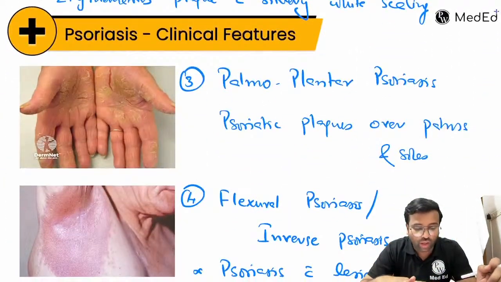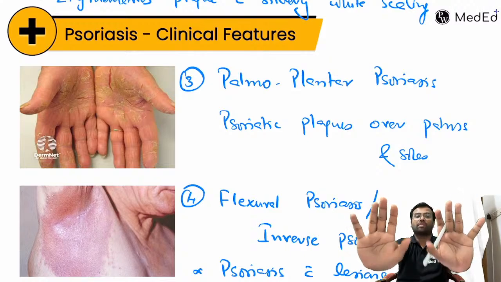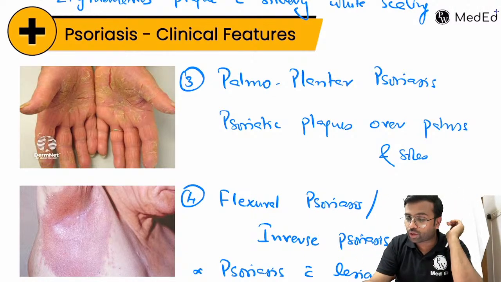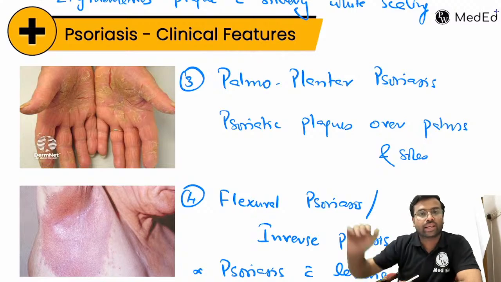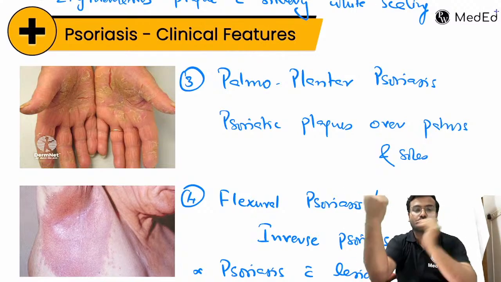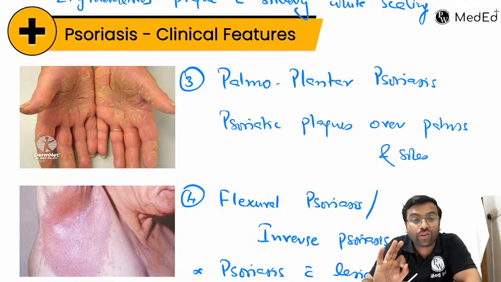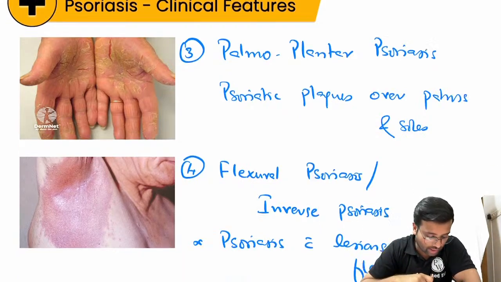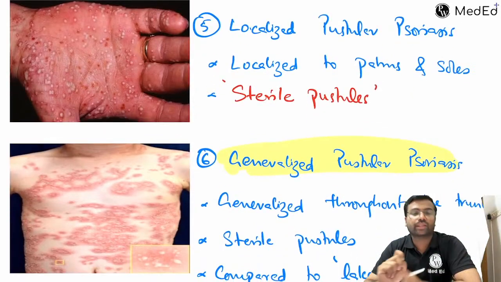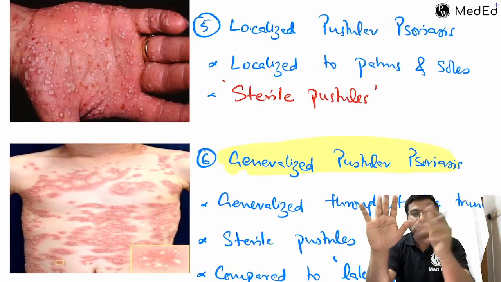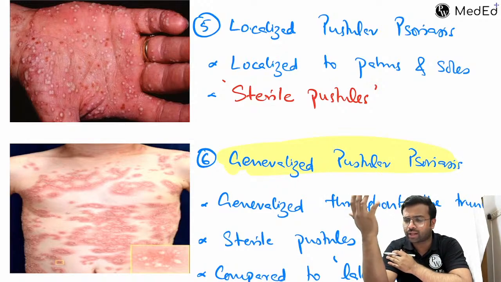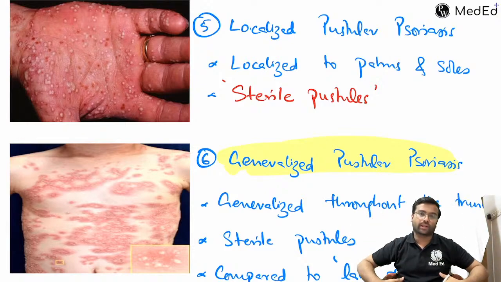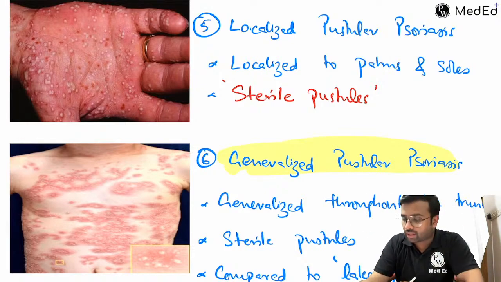And then the next one is when we have only lesions over the palms and soles. Over palms and soles, what do we call this one? We call it palmoplantar psoriasis. The next one is when you get lesions over the flexures. When you get it over the flexural aspect, we call it inverse psoriasis or flexural psoriasis. And then in pustular psoriasis, there are 2 types. One is localized to the palms and soles. The other one is generalized throughout the trunk.